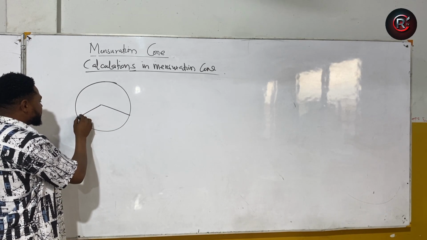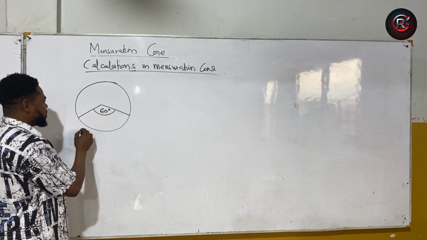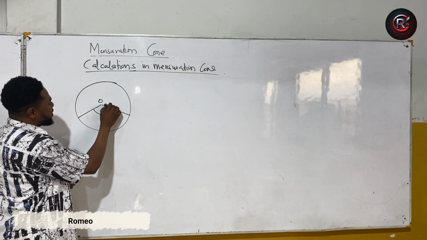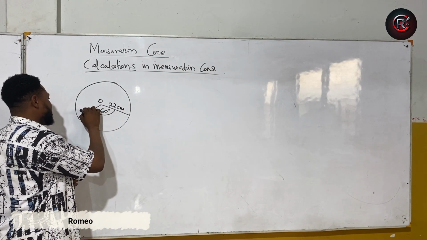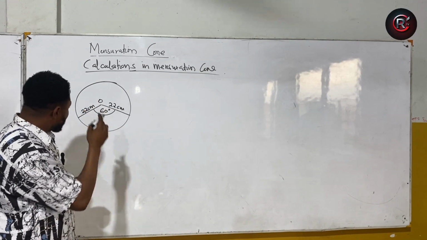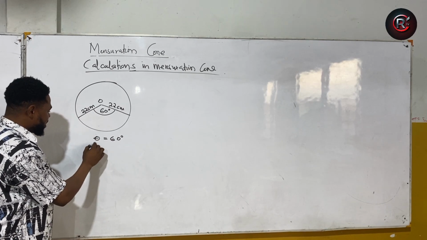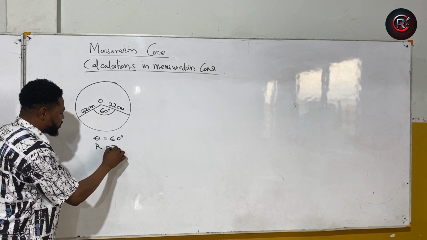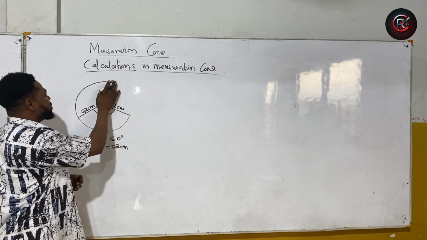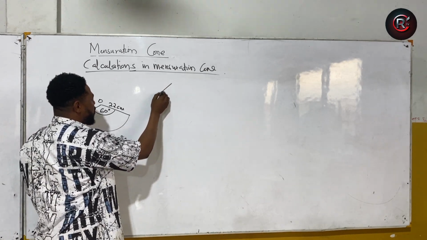The sector will be a minor sector because the angle given in the question is 60 degrees, with center O. The radius of the sector is given, that is 22 centimeters. So the angle is 60 degrees, and our radius will be 22 centimeters. Now, we have been told that this sector is folded to form a cone.